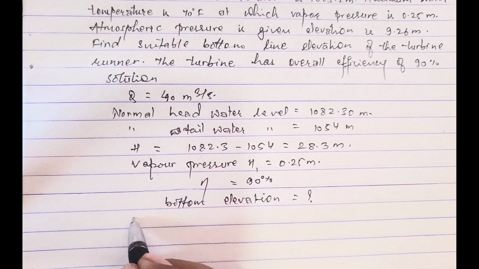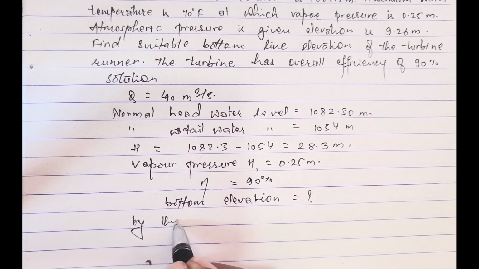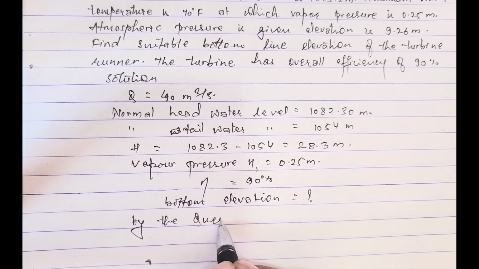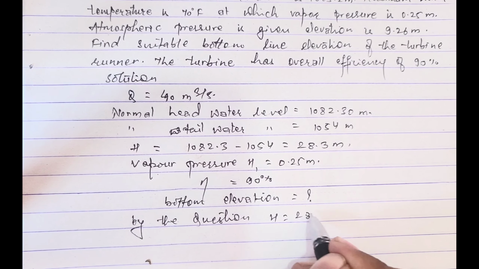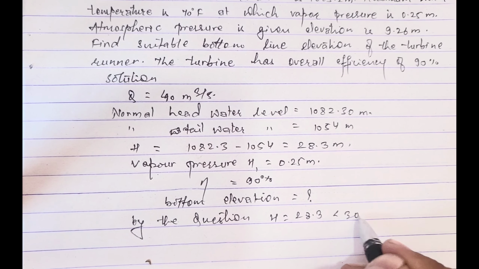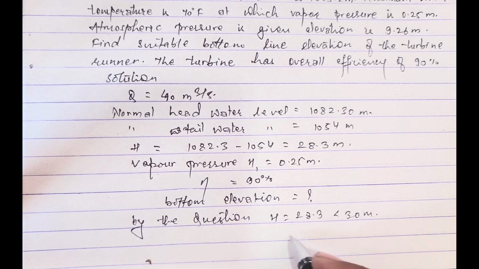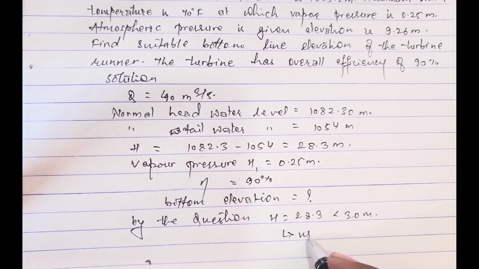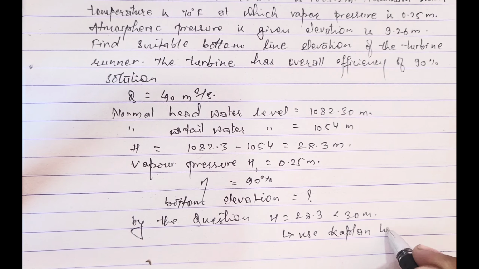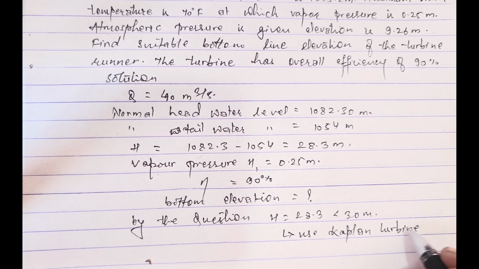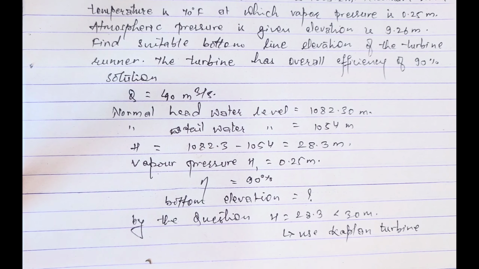By the question, the given H 28.3 is less than 30 meter, so we will use the Kaplan turbine, because the head is less than 30 meter.